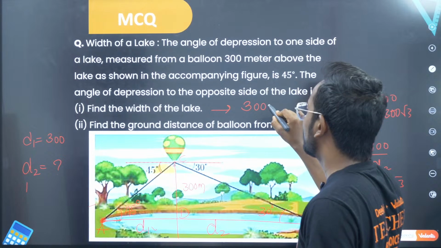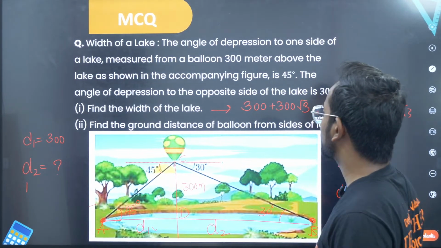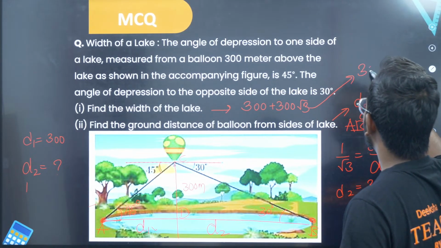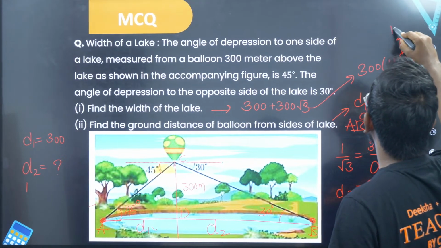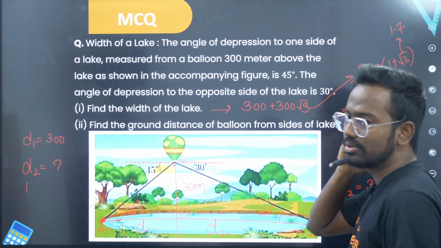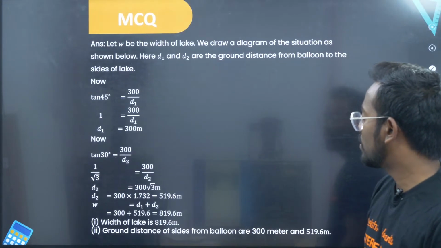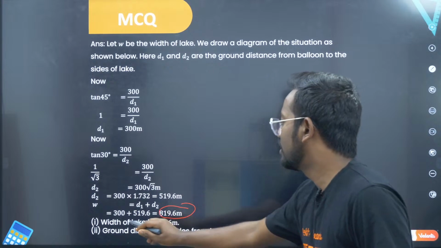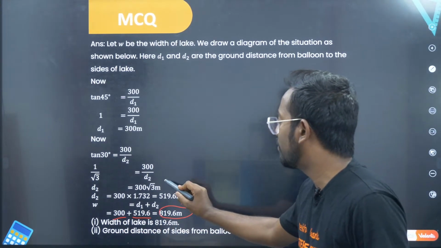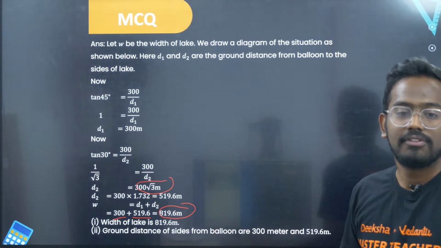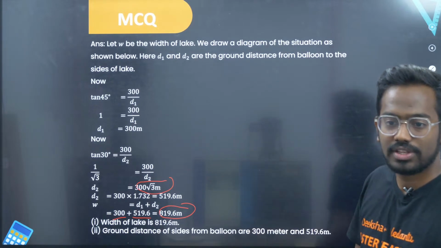Sir, this is 300 plus 300 root 3. So if you want, you can calculate this further or you can leave it here itself. Sir, this is 300 into 1 plus root 3. So root 3 is around 1.7, sir. So this is 2.7 into 300. So the final answer that you end up with is 819. See, 300 plus 519. This 519 is obtained by multiplying 300 with root 3. If you want, you can calculate, or else you can also leave it here itself. This will also fetch you marks.